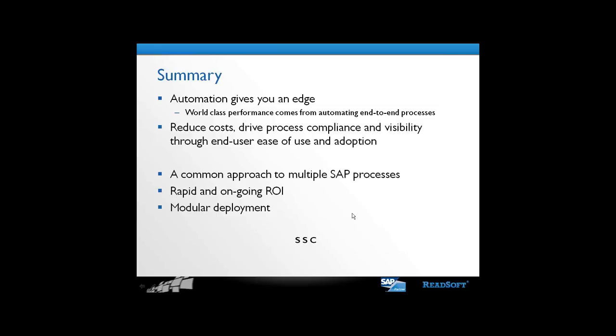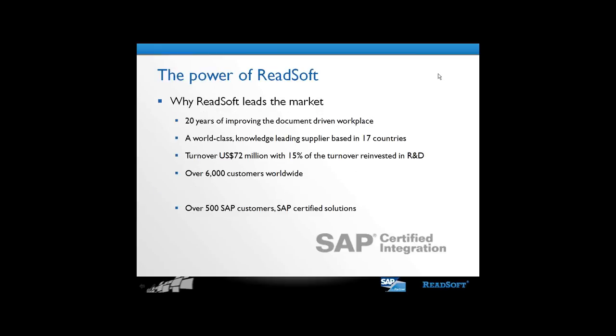That's another critical point. Take a common approach to multiple SAP processes, achieve yourself a rapid and ongoing ROI, and you can deploy it in stages, but make sure you go for end-to-end. If you do all of this, it's going to give you speed, service, and control right the way across your business.